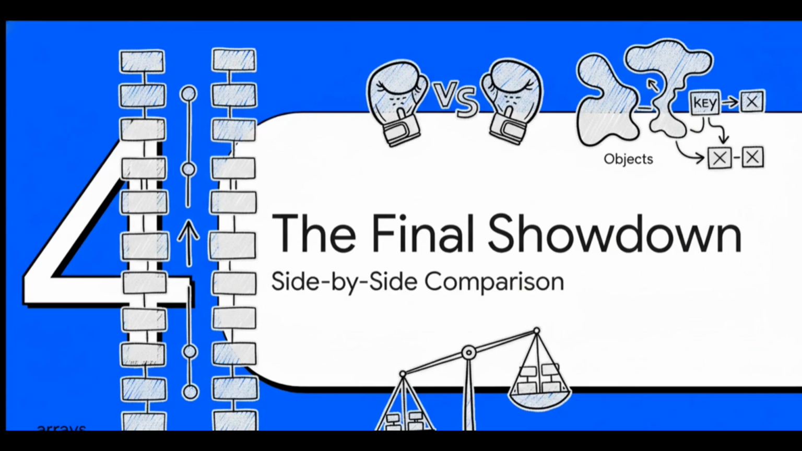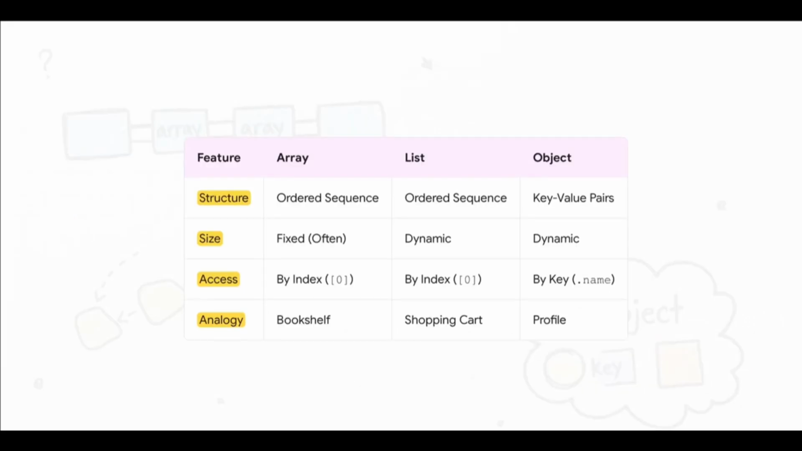Okay, we've met our 3 contenders. Now it's time for the final showdown. Let's put them side by side and really hammer home the differences. This table really lays it all out, doesn't it? You can see that clear line in the sand. Arrays and lists, they're all about ordered sequences. Objects, they're all about those key value pairs. Size, arrays are typically fixed, while the other two are dynamic. And the big one, access, by index for the first two, by key for the last one. And those analogies just tie it all together, right? The rigid bookshelf, the flexible shopping cart, and the descriptive profile.